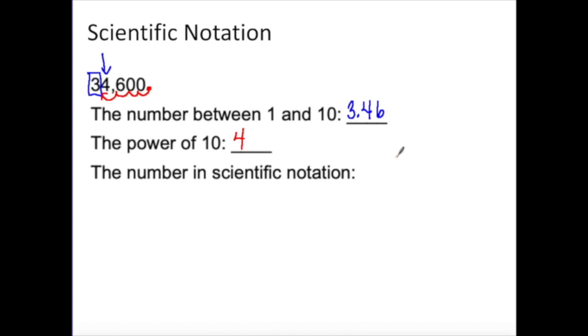So the number in scientific notation, I'm simply going to take the 3.46, I'm going to take that number and I'm going to multiply it, because remember our definition said that it was the product. So I'm multiplying it by 10 and we found out that it was the power of 4. And so that's it. This is how we find scientific notation. So let's take a look at another example.